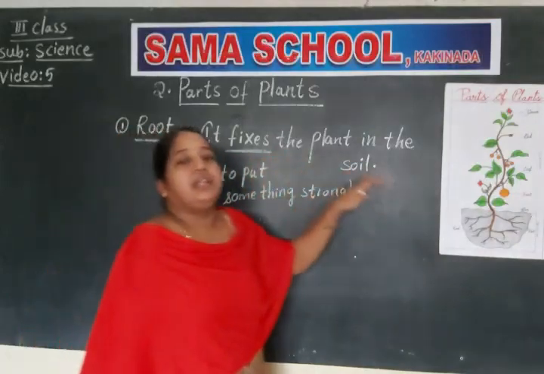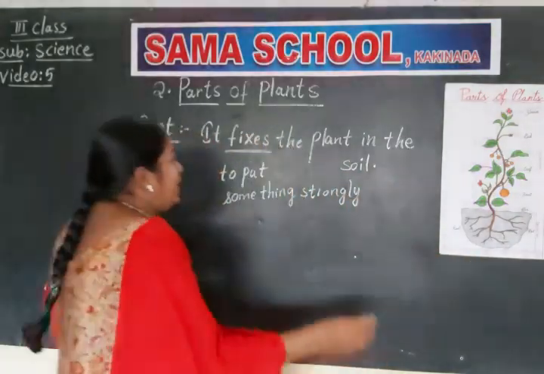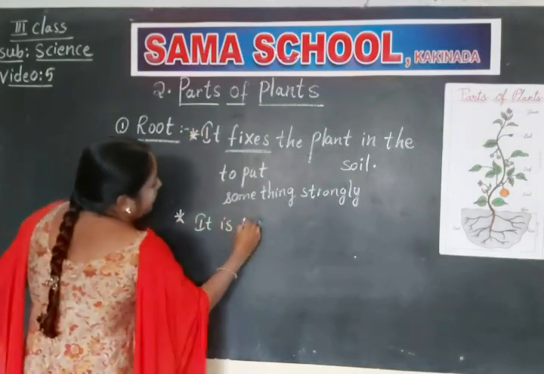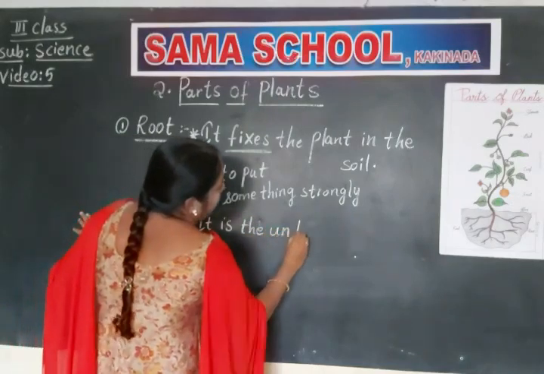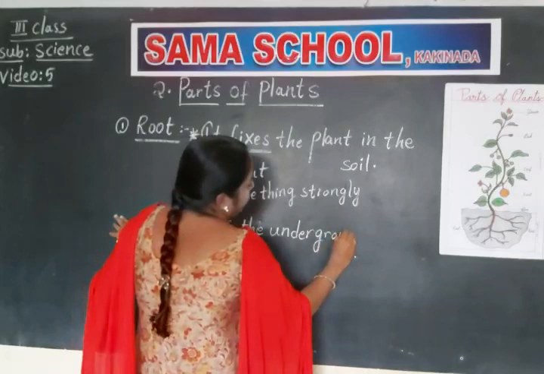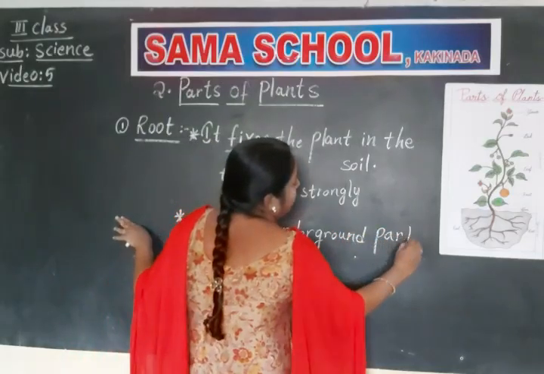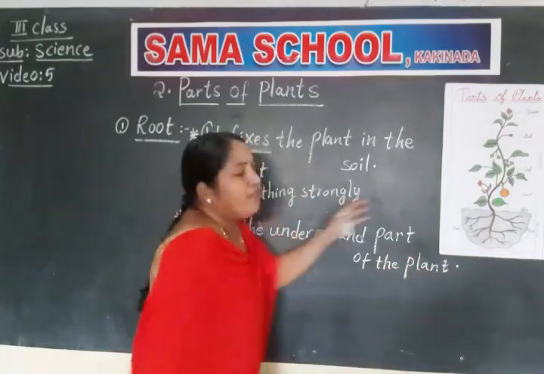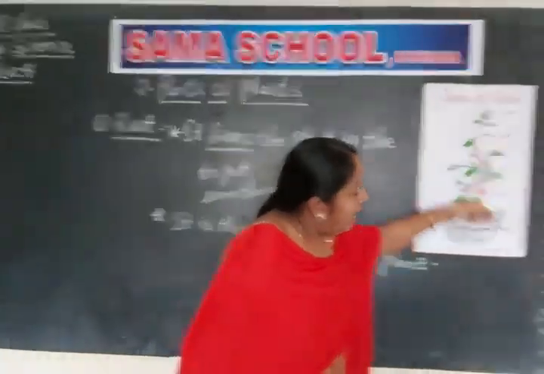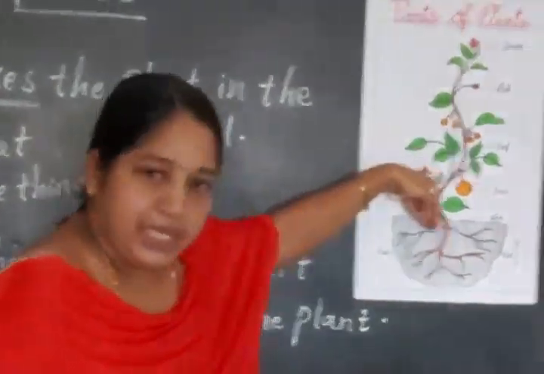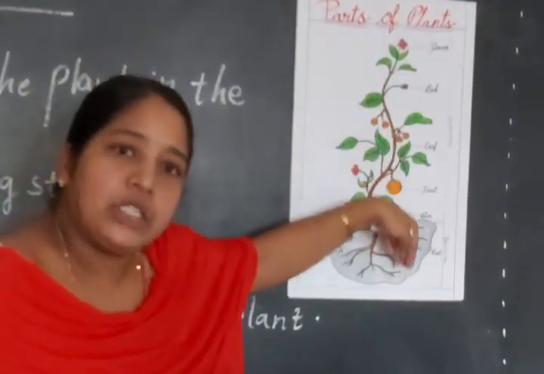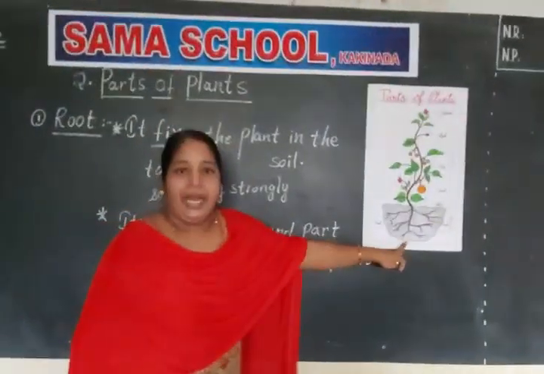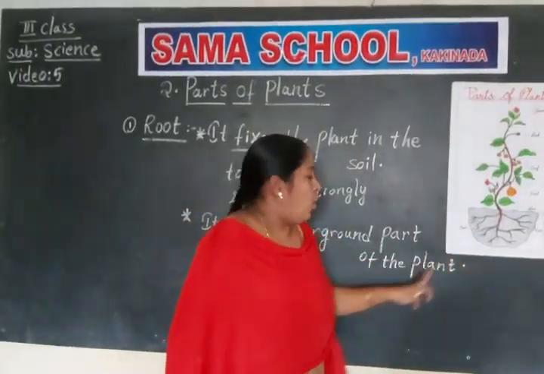And root is the underground part of the plant. Children, tell me, where do you find the roots? Under the ground. Roots are present under the ground or under the soil. That's why roots are the underground parts of the plant.